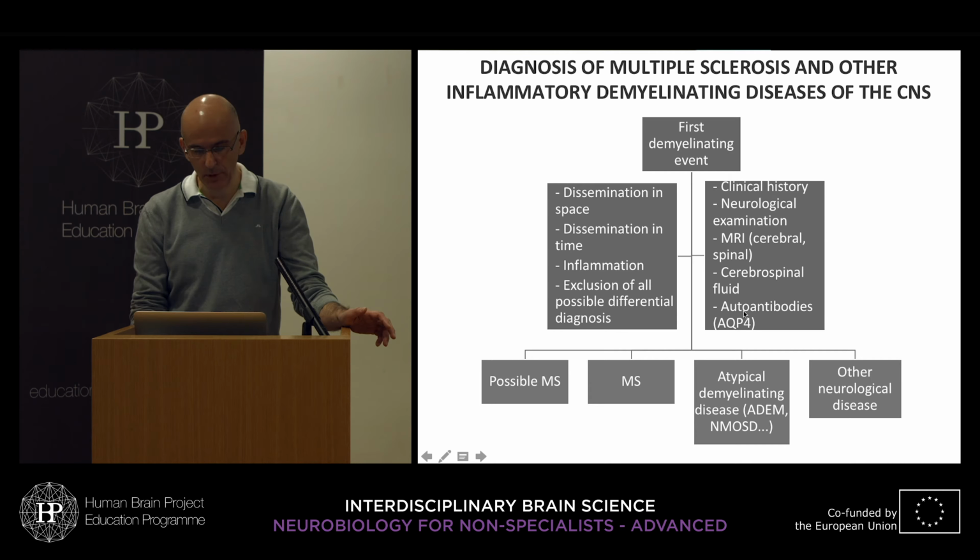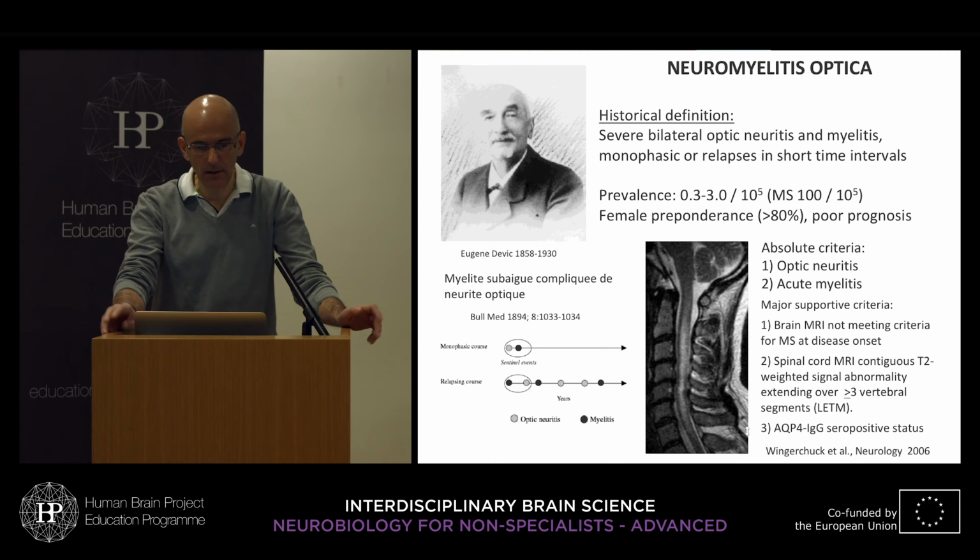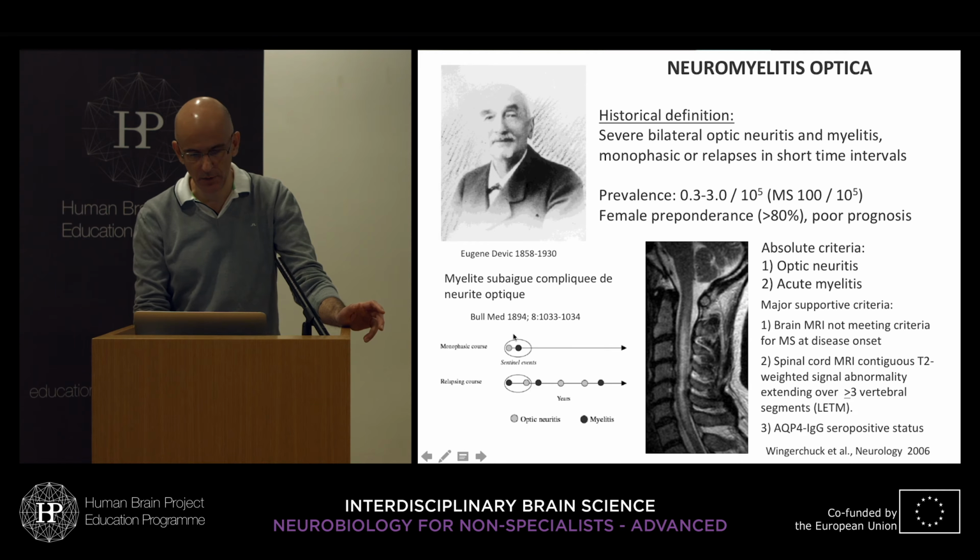Why are these aquaporin 4 antibodies so important? They are a diagnostic hallmark of the disease NMO, neuromyelitis optica. This is a severe bilateral optic neuritis and myelitis, which occurs monophasic or in relapses in short time intervals. The disease was initially described by the French neurologist Eugène de Vic in 1894.